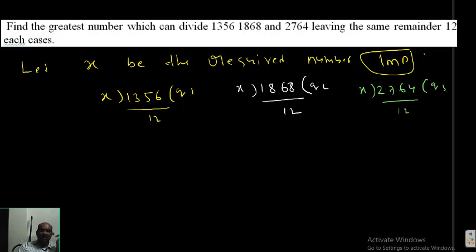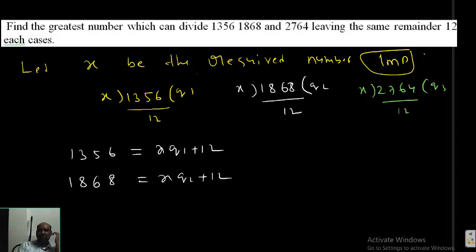So by the division algorithm, what can I say? 1356 is equal to x into q1 plus 12. 1868 is equal to x into q2 plus 12. And 2764 is equal to x into q3 plus 12.